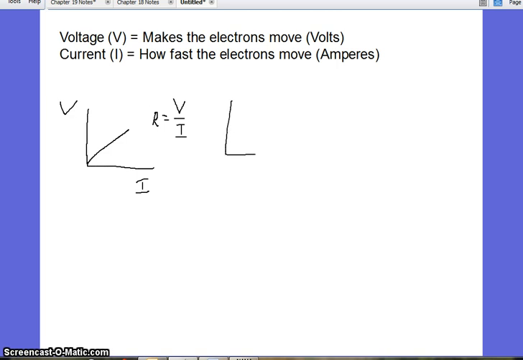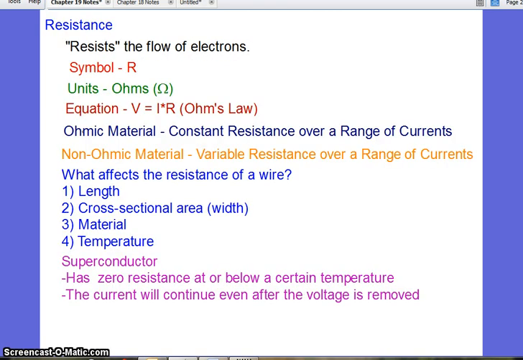However, there are certain things called non-ohmic materials. This means that as we increase the current, the resistance changes. In other words, the slope changes. And so for non-ohmic materials, it's not a linear relationship. As we change the current, the resistance changes as well. So we have ohmic materials, constant resistance, and non-ohmic materials, variable resistance. An example of a non-ohmic material would be a diode. This is a device that is like a one-way street. It only lets the current move in one direction through the device.